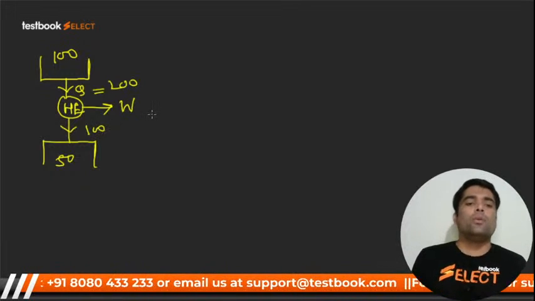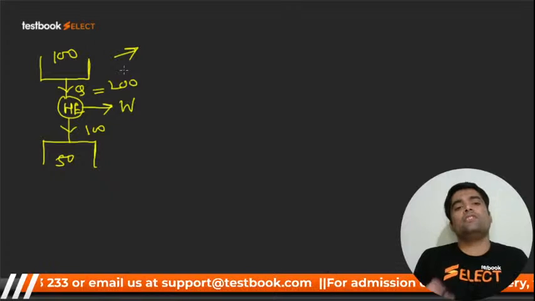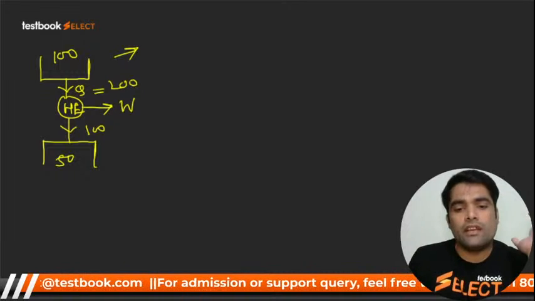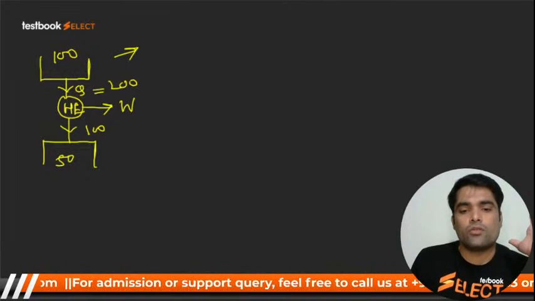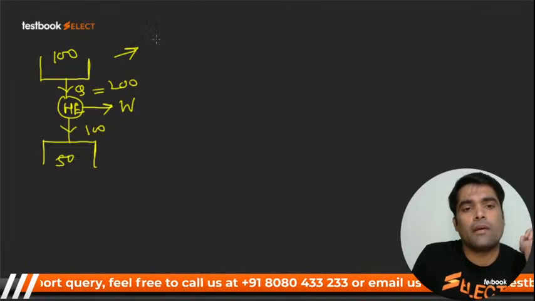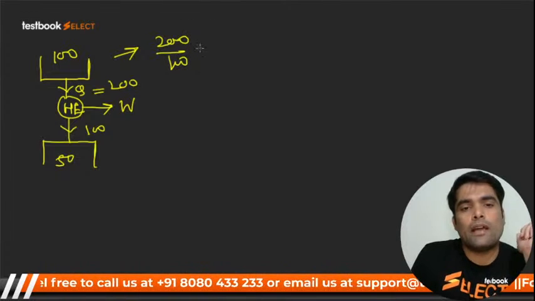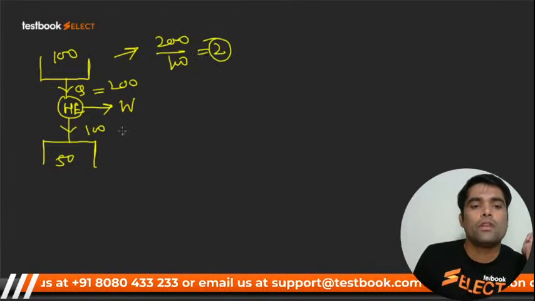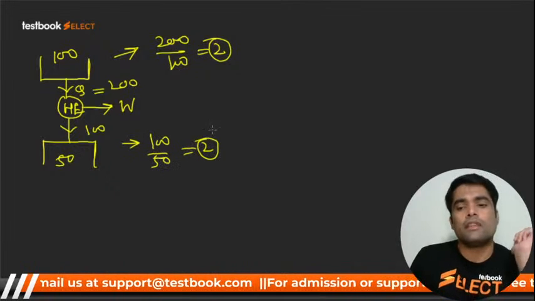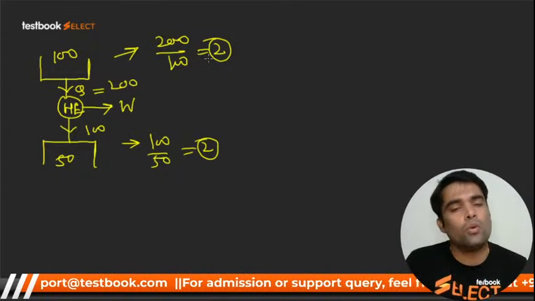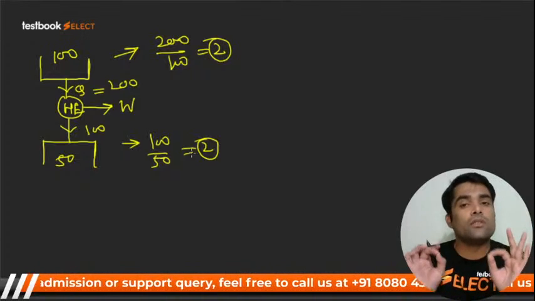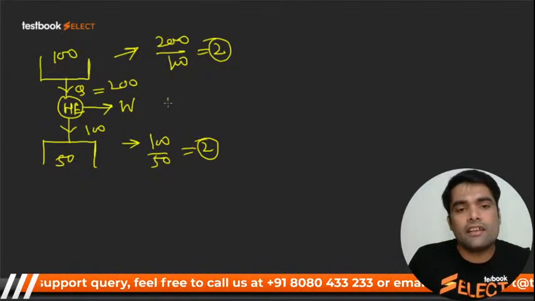So if somebody asks you whether this engine is reversible or irreversible, how can you identify? Simply apply the law, Q by T. Here it will be 200 by 100, that means 2. Here for the engine it is 100 by 50, again 2. That means the entropy is initially 2 and finally 2. That means there is no entropy generation within the system. I can say it's a reversible engine.